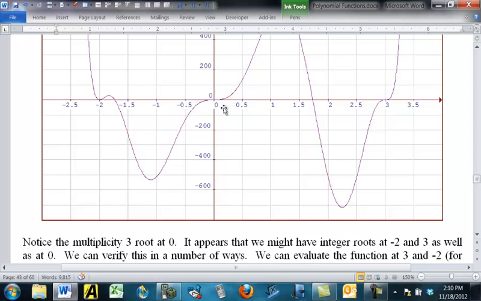You could double check that 3 and negative 2, of course we know 0 is going to work, but you could check your table and see that 3 and negative 2 are going to work. And we've got these other two to kind of figure out what they would be.